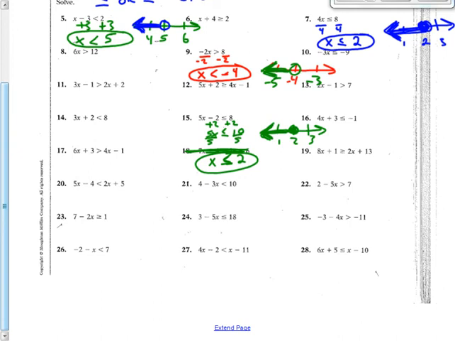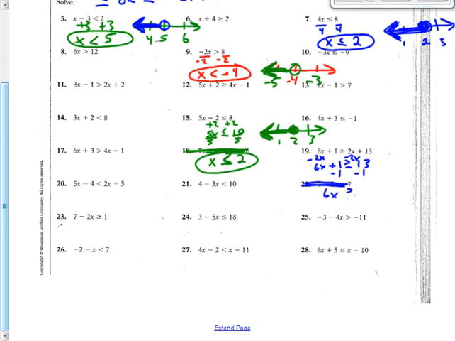How about number 19? When I look at number 19, I've got x's on both sides. It doesn't change just because I put an inequality there. I'm still looking at trying to solve this by doing the same steps. So I subtract 2x from both sides. 6x plus 1 greater than or equal to 13. Now I've got a nice two-step equation. I'm going to subtract 1.